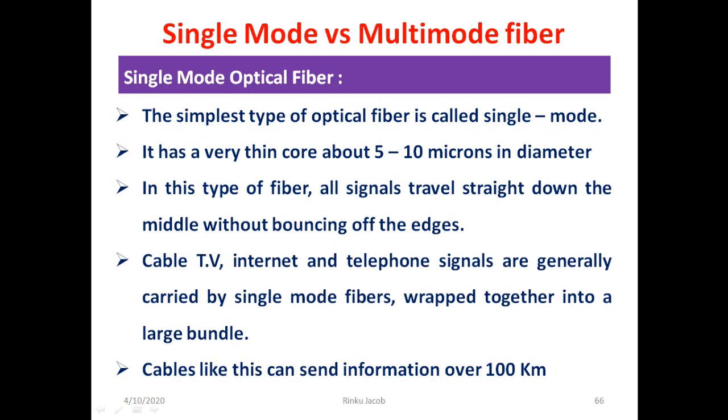Now we make a comparison between single mode and multi-mode optic fiber. First we look at the case of a single mode optic fiber. The simplest type of optical fiber is called single mode. It has a very thin core about 5 to 10 microns in diameter. In this type of fiber, all signals travel straight down the middle without bouncing off the edges. Cable TV, internet, telephone signals are generally carried by single mode fibers wrapped together into a large bundle. Cables like this can send information over hundreds of kilometers.